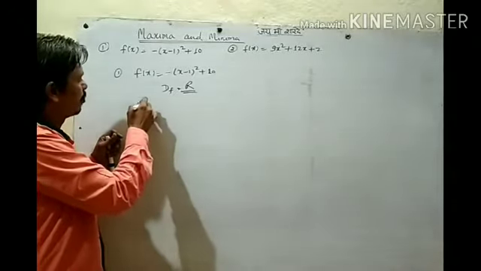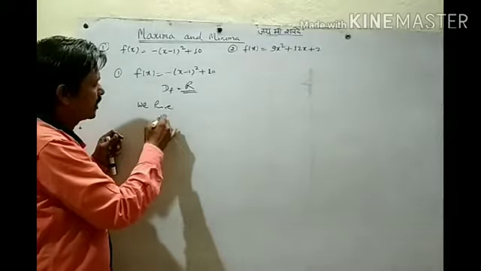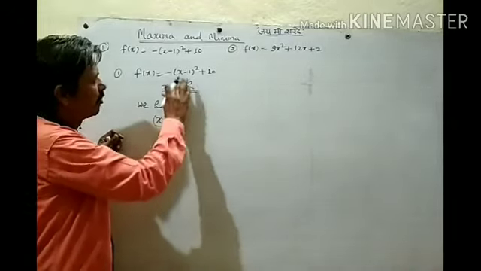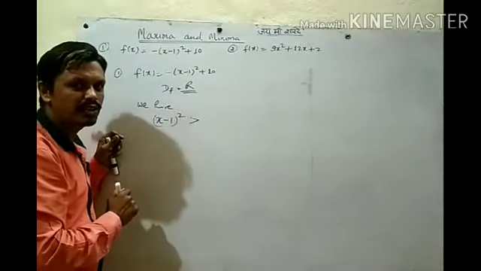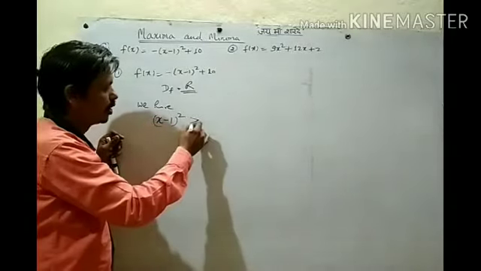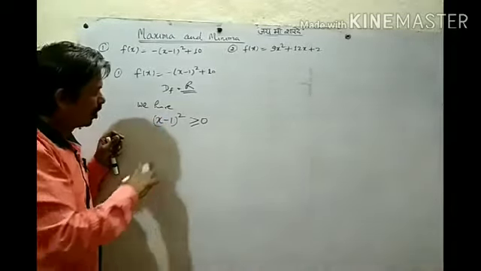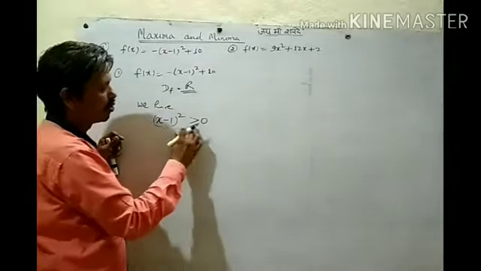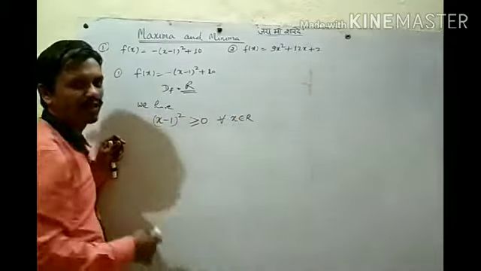So we have (x minus 1) whole square. The value of this function is always more than 0, positive, can be 0 also, because when x is 1 it becomes 0. So (x minus 1) whole square is more than or equal to 0 for all x belongs to R.